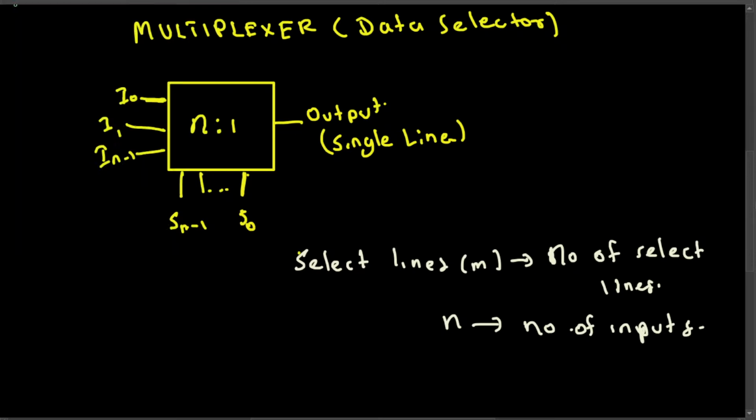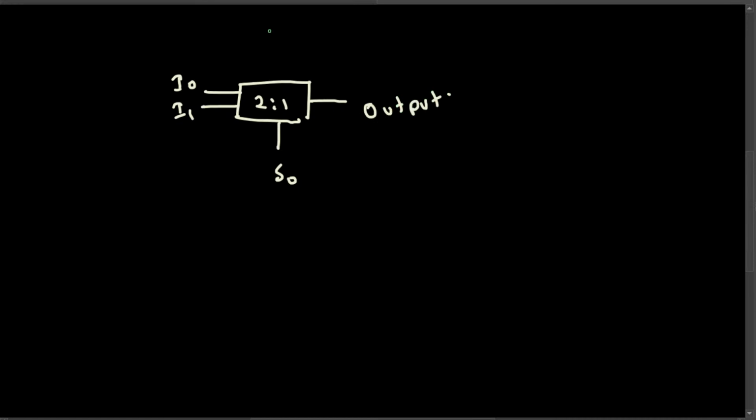Now let's look at a 2 by 1 mux. A 2 by 1 mux has 2 inputs, so we have inputs I0 and I1. The select line should be just 1, because with 1 select line we get 2 inputs, 2 power 1 is 2. So this is S0, and the output is always 1. N is the number of inputs, that is 2 here.